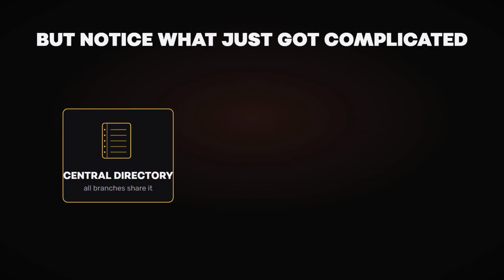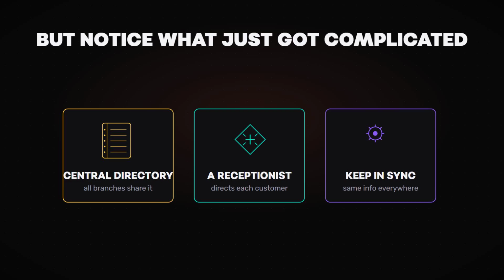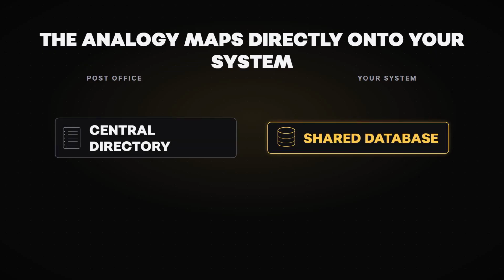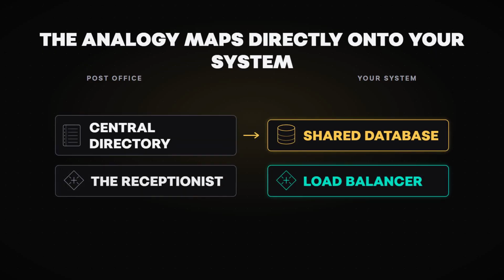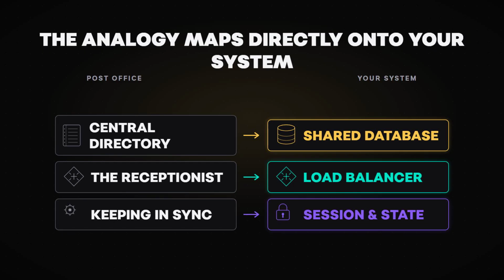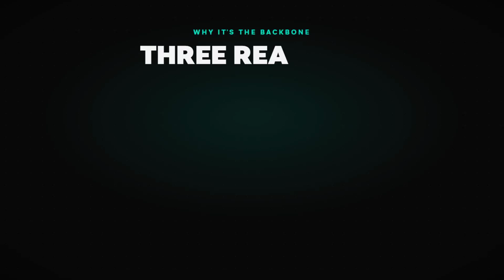What does the town have to do? It needs a central directory system that all branches share. It needs a rule about which branch a customer should go to, or a receptionist at the entrance who directs them. And it needs a way to keep all branches updated with the same information. In your distributed system, that central inventory is your shared database. The receptionist is your load balancer, and keeping the branches in sync is the session and state problem. One branch was simple. 10 branches solves the capacity problem and creates a coordination problem. That trade-off is the whole story of horizontal scaling.